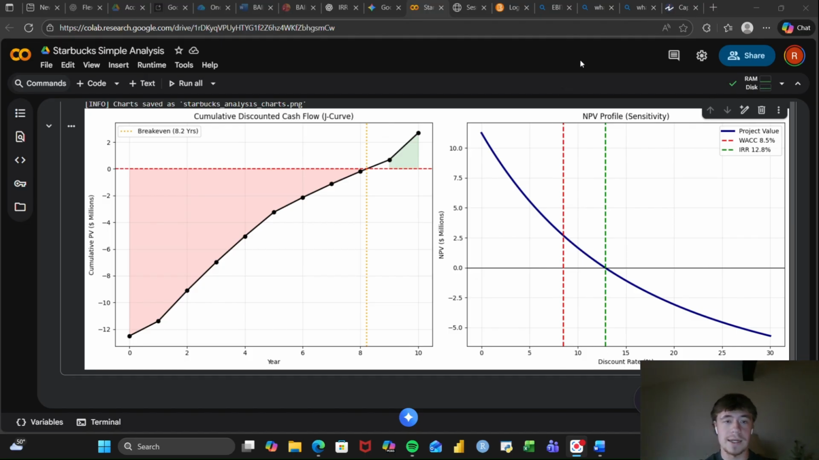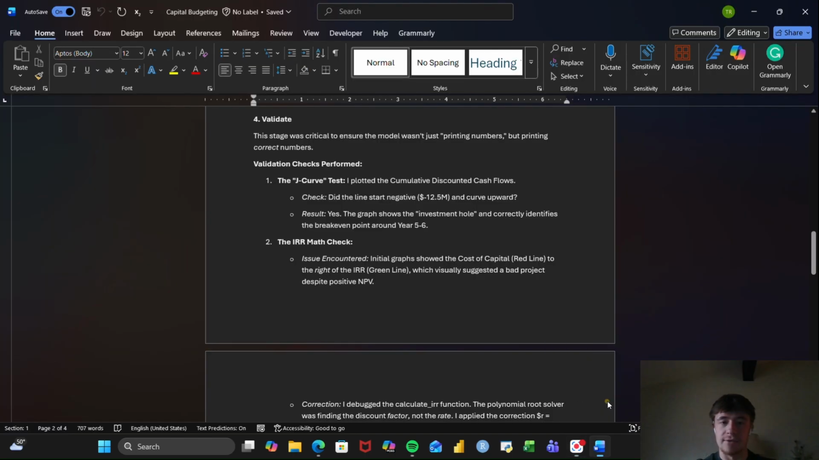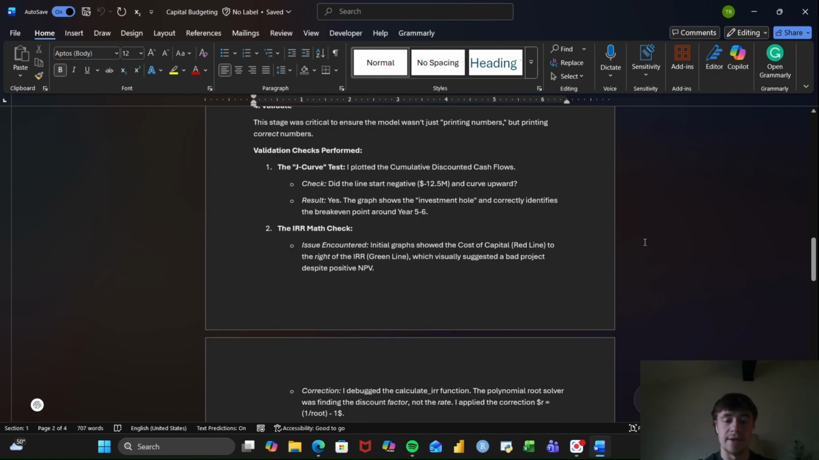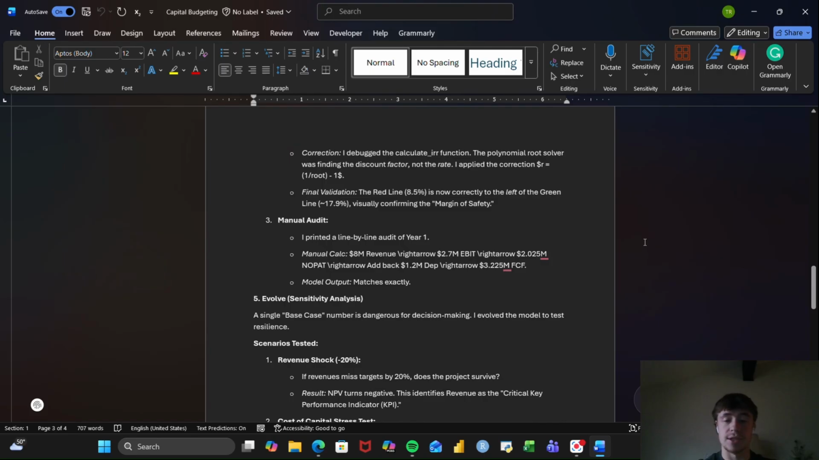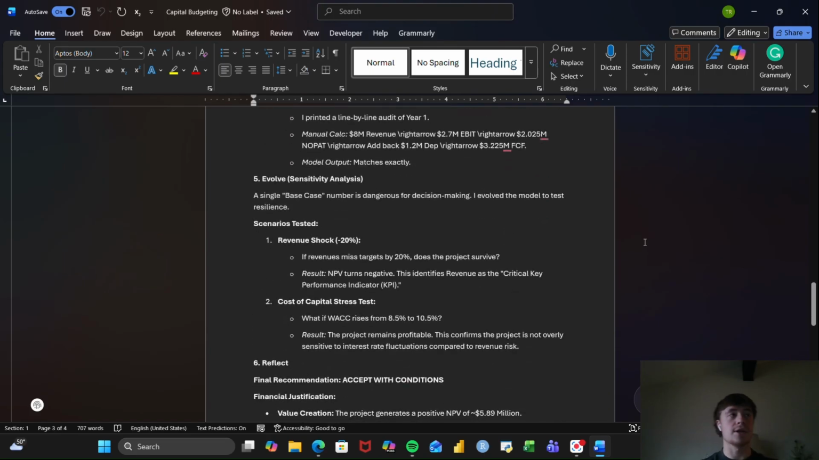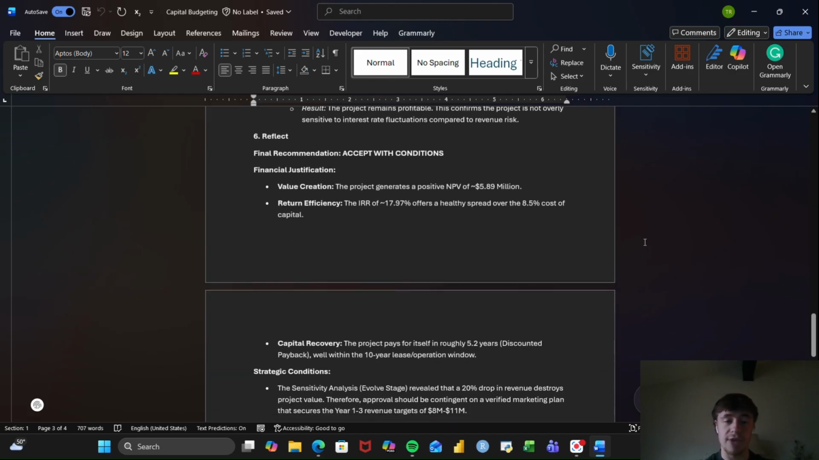So now that we have seen these different steps, we went through the validate step, which was the J-curve, or the cumulative discounted cash flows, and then we even did the evolve step, which was testing the sensitivity, so looking at the project value in terms of different discount rates over time, just to account for how the market is constantly moving. We will now move to the reflect stage and the final stage of the DRIVER framework.